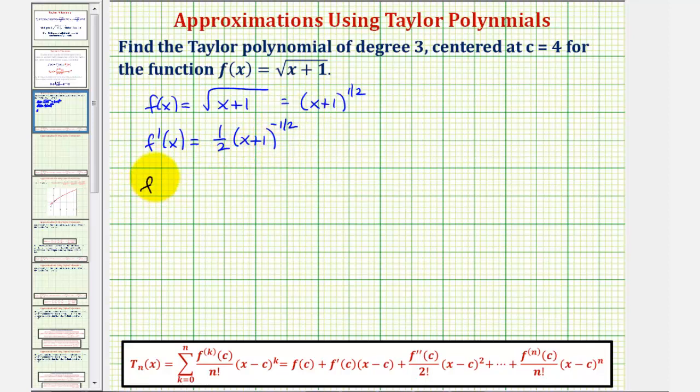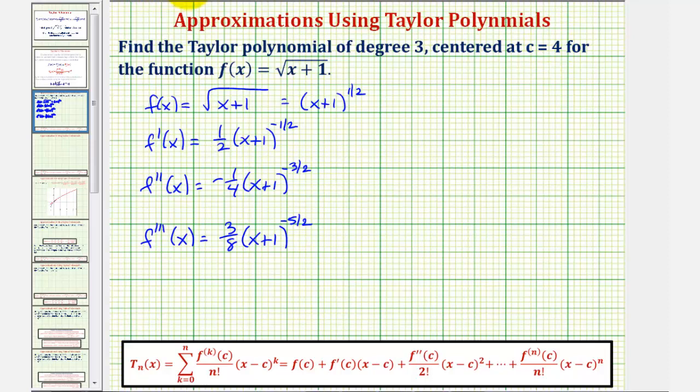And now for the second derivative, this will be the derivative of the first derivative. So we'll multiply by 1/2, that's negative 1/4. We'd have times the quantity x plus 1 raised to the negative 1/2 minus 1, that's negative 3/2. And then the third derivative is equal to the derivative of the second derivative, so we'd multiply by negative 3/2, that'd be positive 3/8, times the quantity x plus 1 to the power of negative 3/2 minus 1, or negative 5/2. And now we'll evaluate each of these functions at 4.